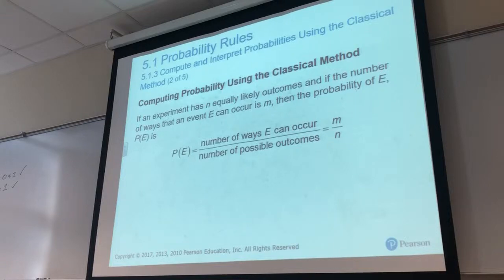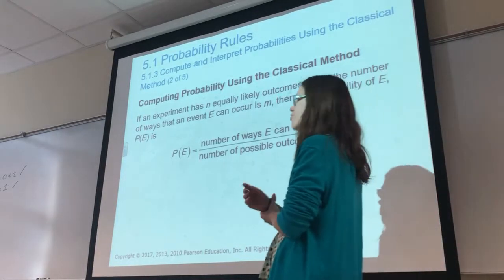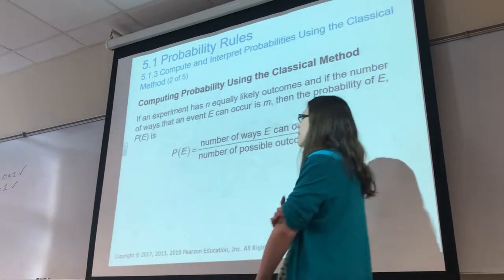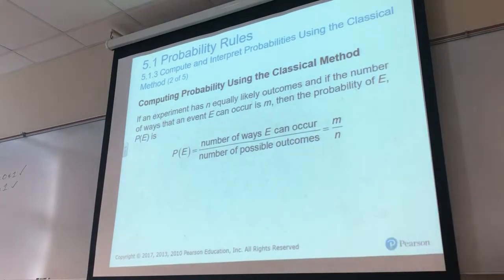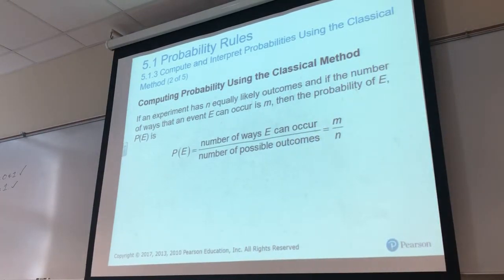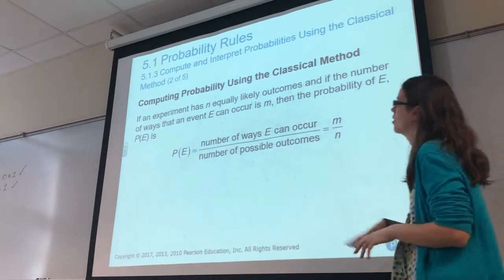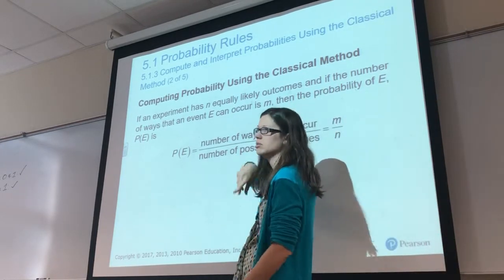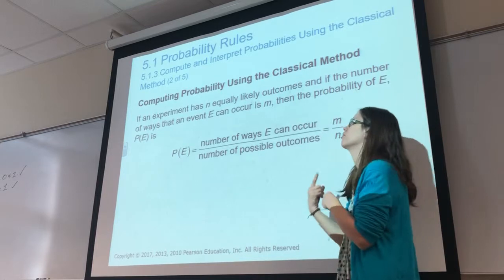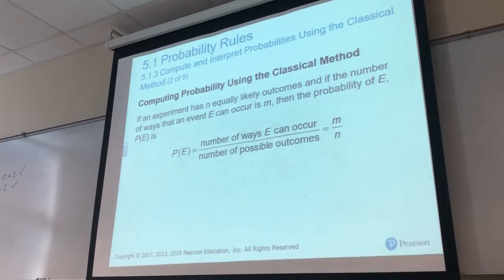Classical method makes more sense. It's the one that most people are probably more familiar with. I've actually been using it when I talk about boys and girls and flipping coins and rolling dice and things like that. But classical method is just going to be used if you have all equally likely outcomes. So like I said, drawing a card, flipping a coin, rolling a die, those outcomes are all equally likely.